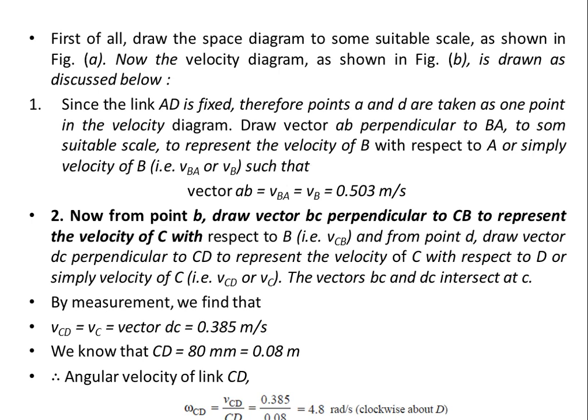Then, second step, from the point B, draw vector BC perpendicular to CB to represent the velocity of C with respect to B, that is VCB. And from point D, draw vector DC perpendicular to CD to represent the velocity of C with respect to point D, or simply velocity of C, that is vector VCD and velocity VC. So now the vectors BC and DC intersect at point C, and then you can measure the value, VCD value. So vector DC you got 0.385, exact value is 0.385.